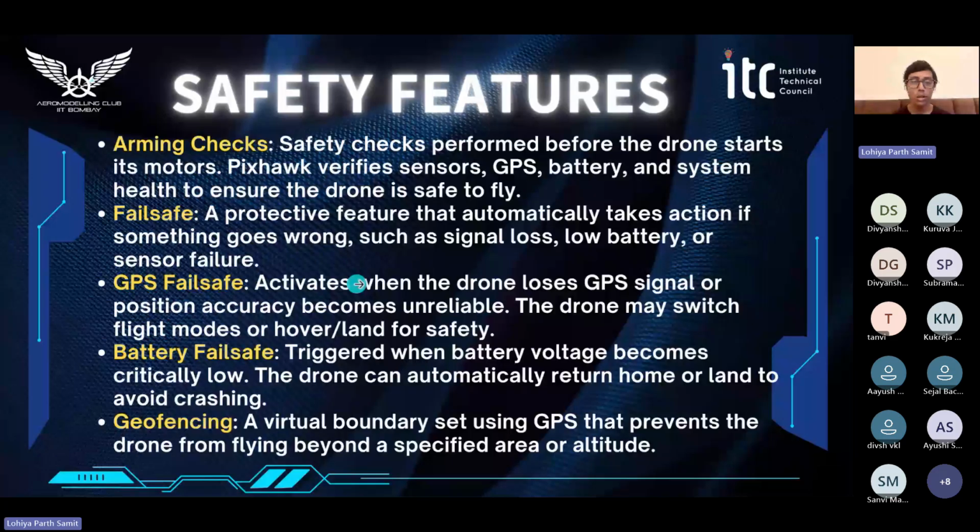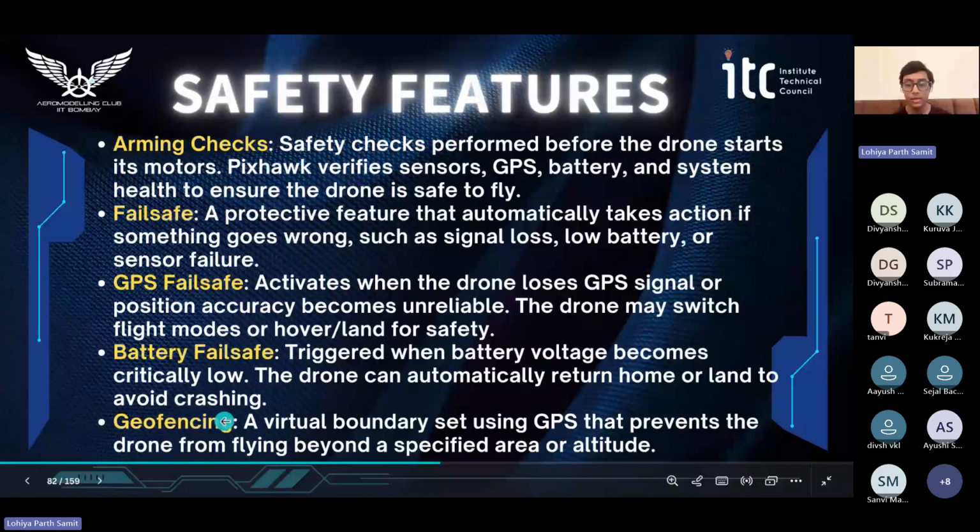We also have the battery failsafe, which is very important for electronic systems. It is triggered when the battery voltage becomes critically low so that the drone does not crash out of the sky. It can then automatically return to home or land to avoid crashing. We can also set up a geofence, that is a virtual boundary set using GPS that prevents the drone from flying beyond a specified area or altitude.